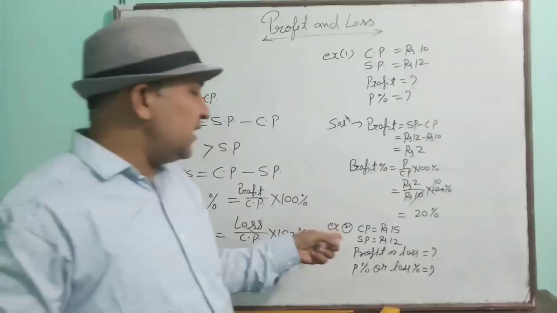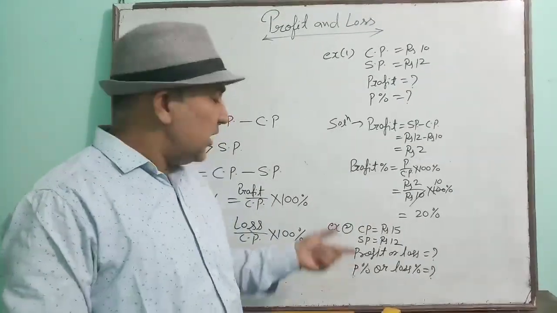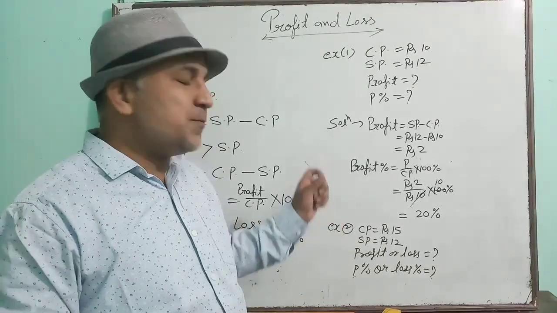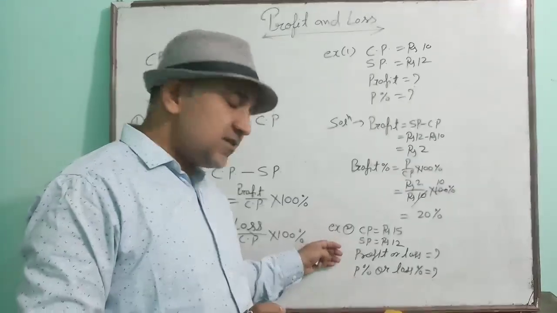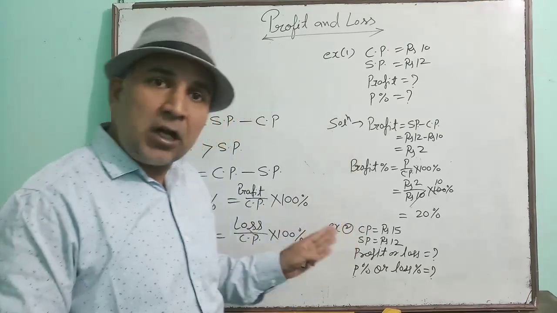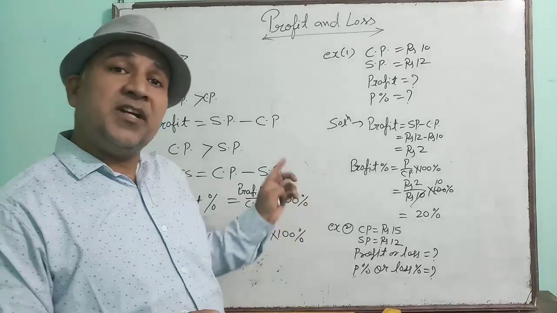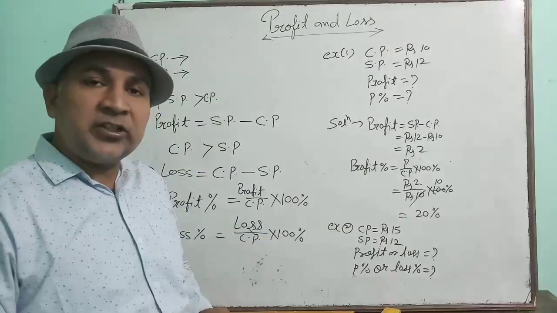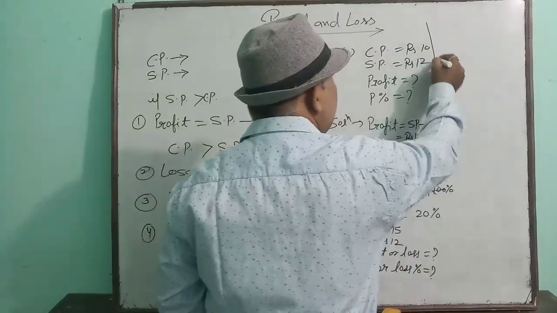Here we have to find profit or loss, profit percent or loss percent. In this question it is not given whether there is profit or loss. In the second question, cost price and selling price are given, but it is not given whether there is profit or loss. We have to find the profit or loss and then convert it into percentage also. So children, no need to worry.